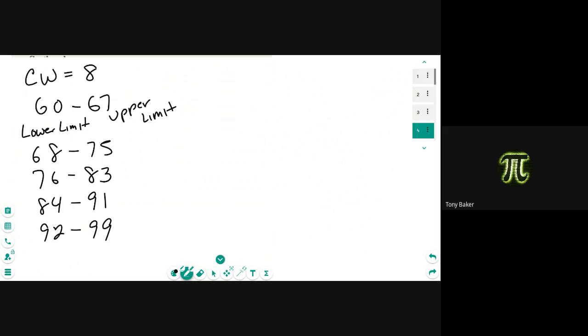Do I have enough basically buckets or classes to put all the numbers into? Yeah, because my smallest one was 62, my largest one was 98, right? So I'm good. I could do this with a class width of 8, no problem. Okay, and with a little extra wiggle room on either side.